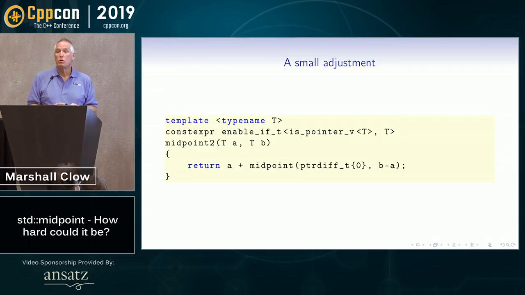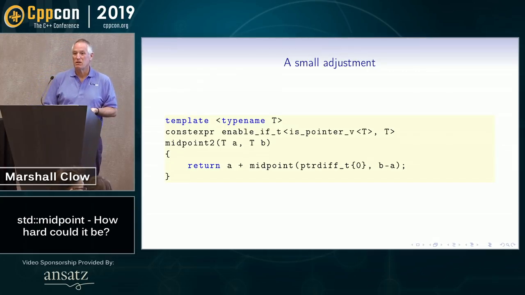For the same reason, you don't want to accept pointers to incomplete types. And you want to make sure that they're actual pointers to objects. You don't want pointers to functions. You don't want pointers to member variables, pointers to member functions. You don't want any of those. So the enable_if is a little bit more complicated than this, but not much more.